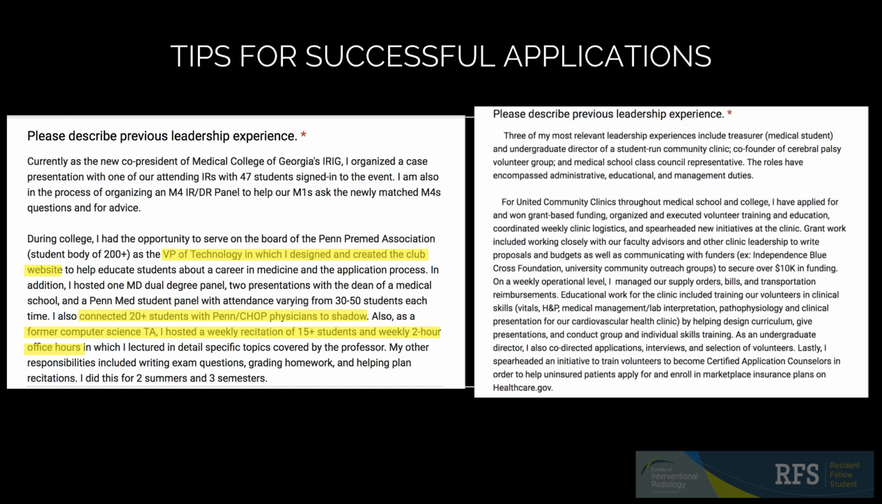In this example, he said he was the VP of technology, he designed a website, and he also talked about his TA experiences and what he did as a TA. My only suggestion, which would have been really awesome, is if he had put in the website for the club. That would be really nice to see. But it's totally fine. I think this was still a really good example of describing your leadership experiences and how they could be relevant to the Medical Student Council.